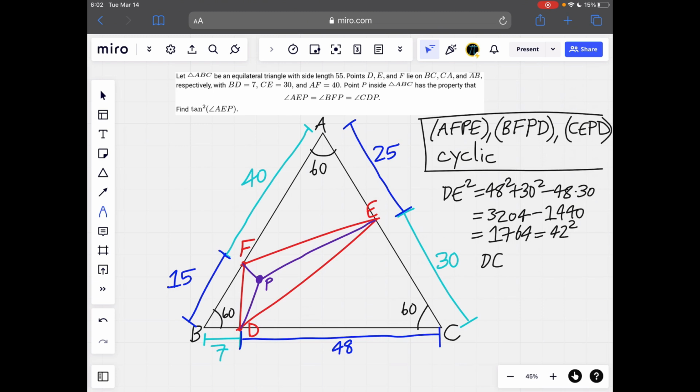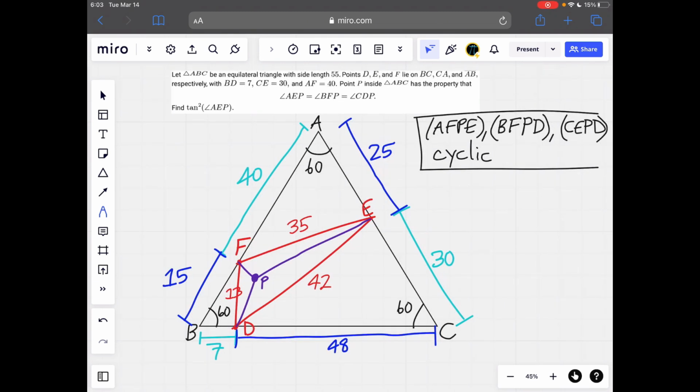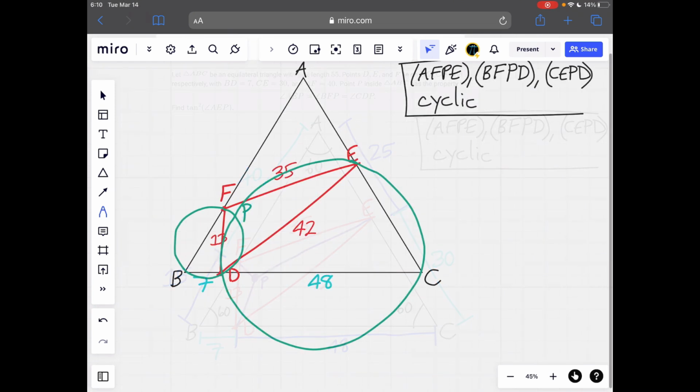So DE equals 42. Using the same type of logic on triangles EAF and FBD with the lengths I've labeled on the sides of triangle ABC, we get that FE is 35 and FD is 13. Now we can simply remove P from the diagram and treat it as the intersection of two circumcircles. That is, the circumcircle of triangle BFD and the circumcircle of triangle CDE.